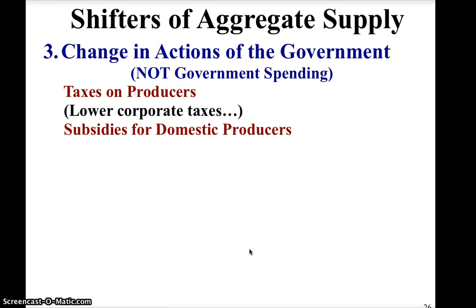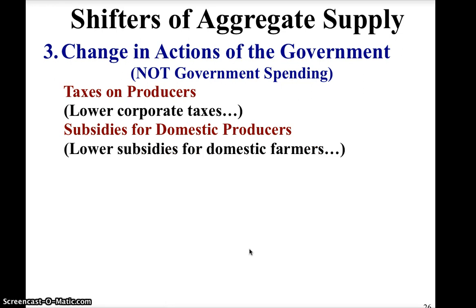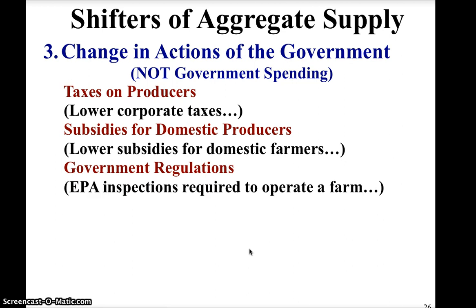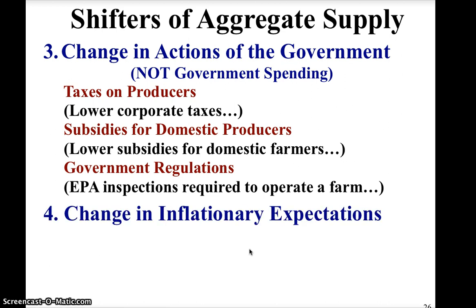Subsidies for domestic producers would also shift it. If you lower subsidies for domestic farmers, you're taking away subsidies for domestic farmers, they're not going to be able to produce as much. And then government regulations. If you have to have an EPA inspection to operate a farm, it's going to cause less production because fewer farms are going to go through the hassle to do that, or it's going to take them longer, etc. And lastly, there's a change in inflationary expectations.